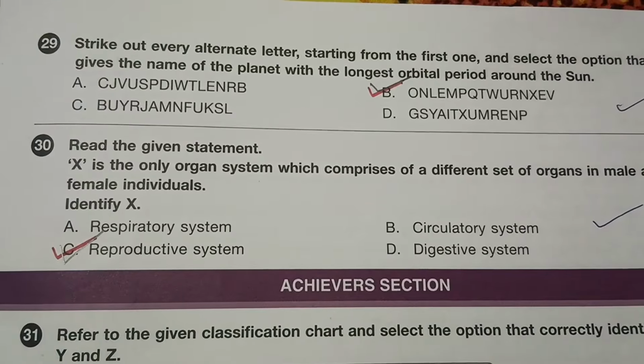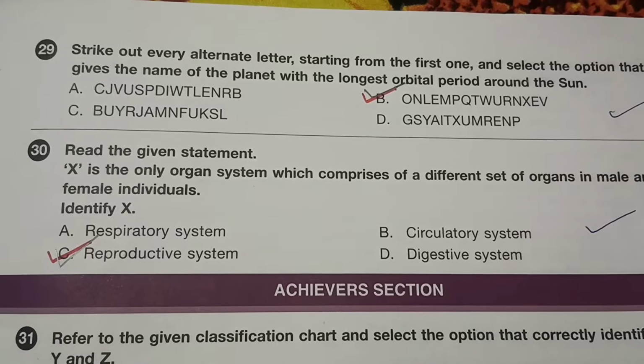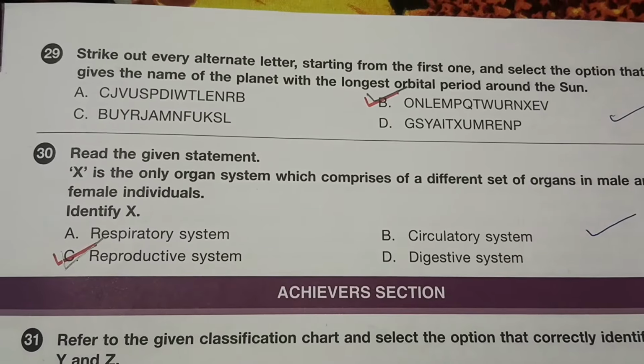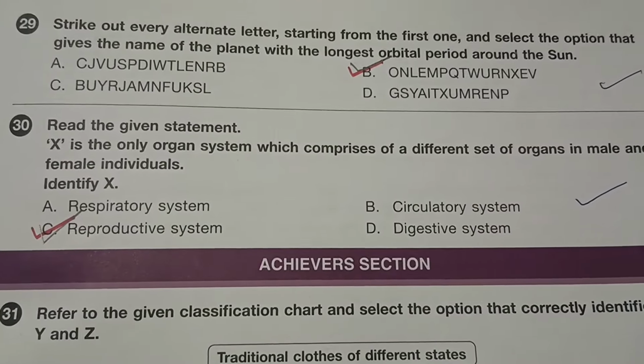Question number 29. Strike out every alternate letter starting from the first one and select the option that gives the name of the planet with the longest orbital period around the sun. It's B. Neptune.